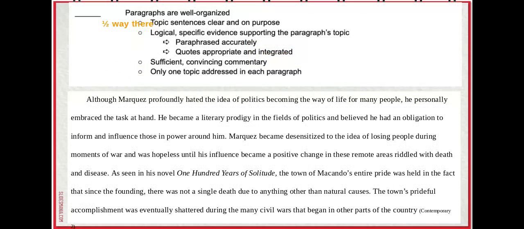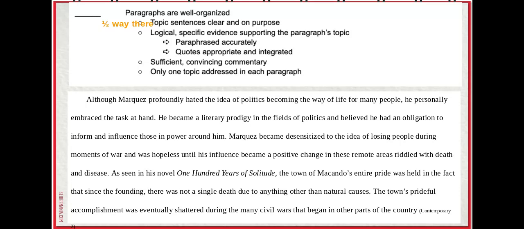Okay, another paragraph. Although Marquez profoundly hated the idea of politics becoming the way of life for many people, he personally embraced the task at hand. He became a literary prodigy in the fields of politics and believed he had an obligation to inform and influence those in power around him. Marquez became desensitized to the idea of losing people during moments of war and was hopeless until his influence became a positive change in these remote areas riddled with death and disease. And then it goes on.